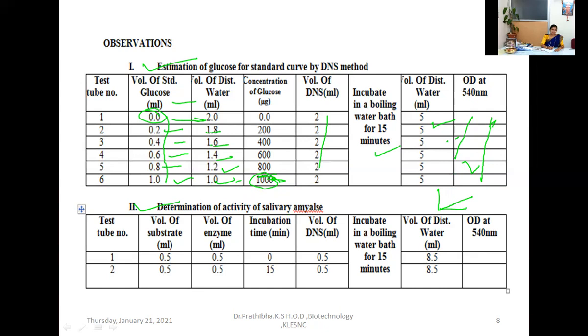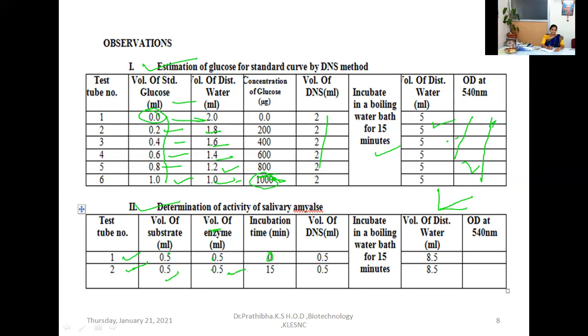In this case, first we are going to take two test tubes. One will be the blank. You are going to add the volume of substrate here, 0.5 and 0.5, and the volume of the enzyme, 0.5 and 0.5. Here the incubation time is 0. Immediately after adding the enzyme, at 0 minutes, you are going to add the volume of DNS. This DNS is going to arrest the reaction.